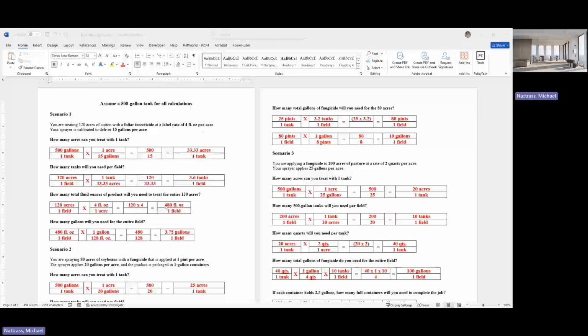So once we know that we need 480 fluid ounces per field, we know that in 1 gallon there are 128 fluid ounces. So 480 divided by 128 gives us 3.75 gallons per field. That's how much we need to purchase in order to apply this insecticide.